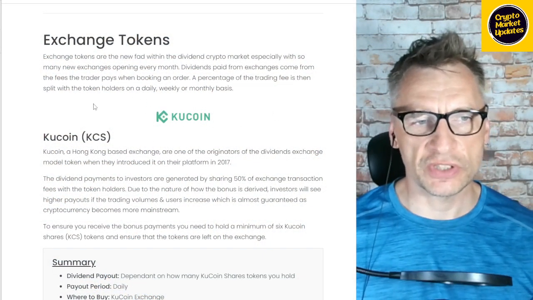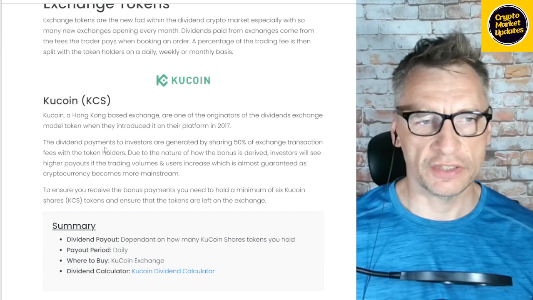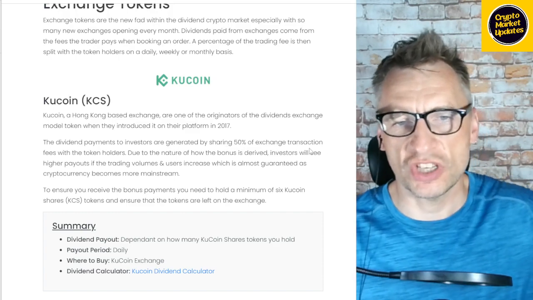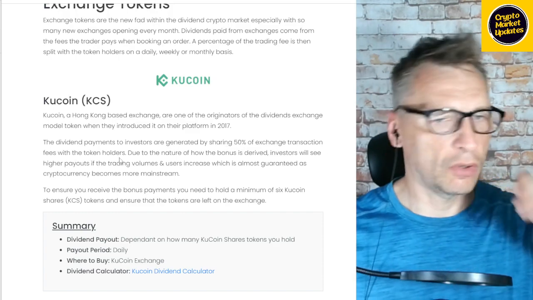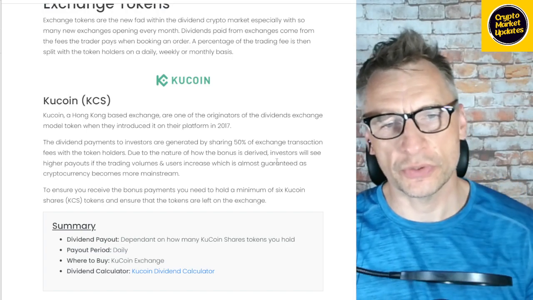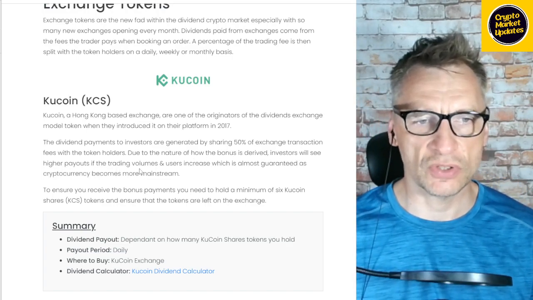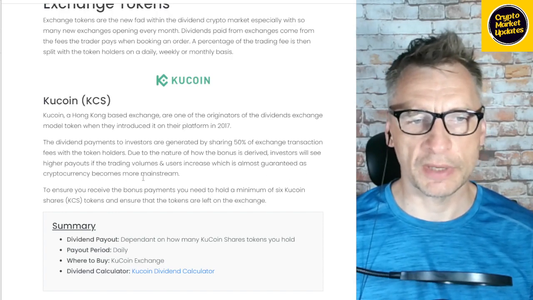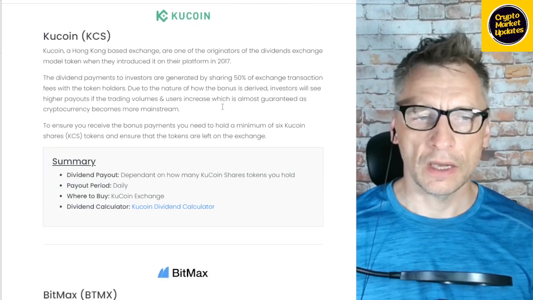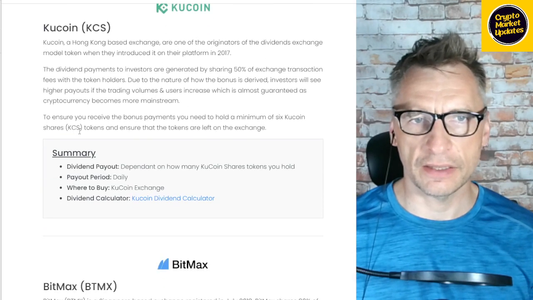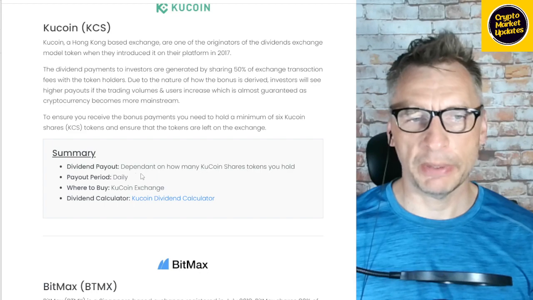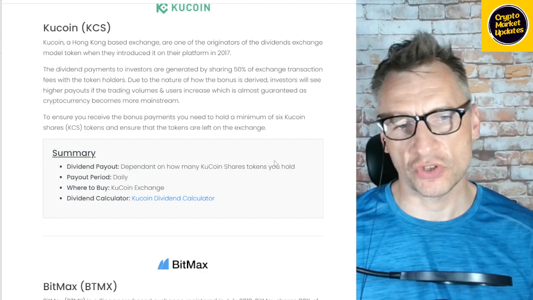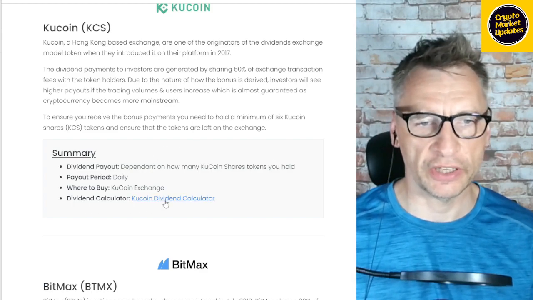KuCoin, for example, offers dividends on its token. The dividend payments to investors are generated by sharing 50% of exchange transaction fees with the token holders. Due to the nature of how the bonus is derived, investors will see higher payouts if the trading volume and users increase, which is almost guaranteed as cryptocurrency becomes more mainstream. So that's kind of cool. You need to hold the KCS, the KuCoin token, and depending on how many tokens you have, you get a share of the 50% of exchange fees. I'm not exactly sure how that's calculated, but I guess there's a dividend calculator.